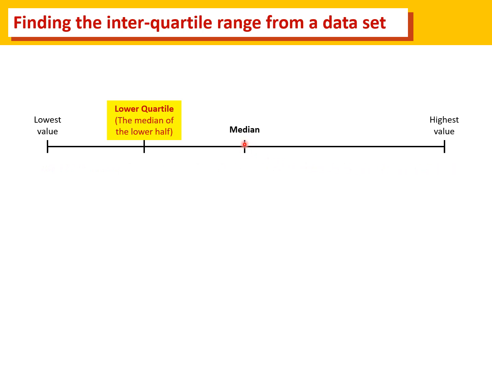We've cut it in half with the median, and now the lower quartile is the middle value of the lower half. Because quartile reminds us of the word quarter, so now we're splitting the data into quarters. There's one quarter, there's the second quarter, and in the top half we've got the upper quartile, which is the middle value of the top half. So now we've got 1 quarter, 2 quarters, 3 quarters, 4 quarters.